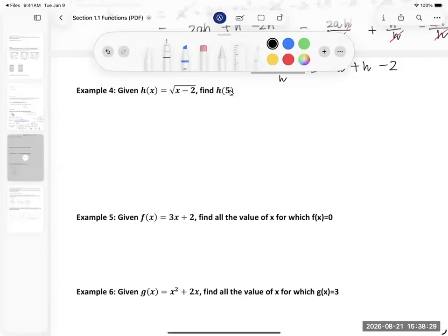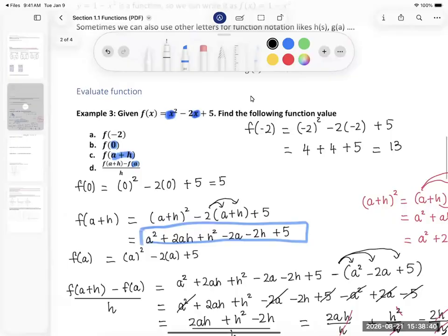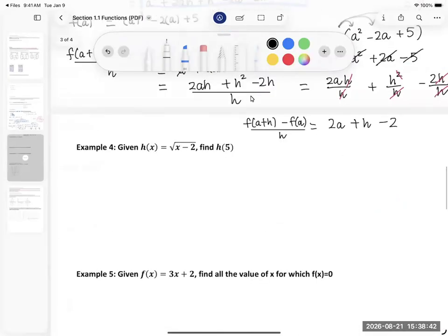Now let's do example 4. I want to find h(x) equal to the square root of x minus 2 and then find h of 5. Same thing, similar to example 3. All we have to do is find the output of the function where the input is 5. So that means all the x I see, I will replace with 5.